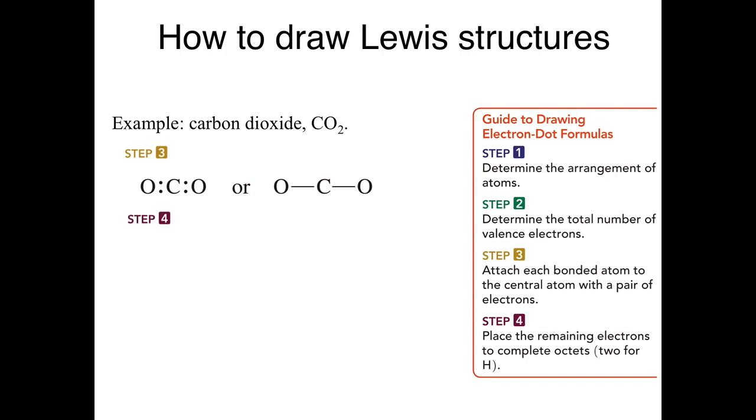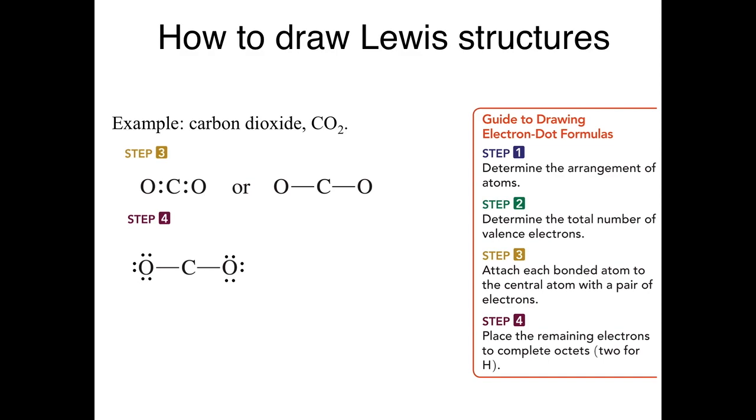Step 4. Step 4 is the most challenging step, and it might require the most work. Step 4 says you have to place the remaining electrons around the atoms to complete the octet. It is best to start putting electrons around the non-central atom. So in this case, the central atom is carbon, so I would start putting electrons around the oxygen. Remember from step 2 how many electrons we have. We have 16 electrons, and we have already used 4 electrons. Right? 2, 4. So this is our 6, 8, 10, 12, 14, 16. Voila! We have used all of our valence electrons.